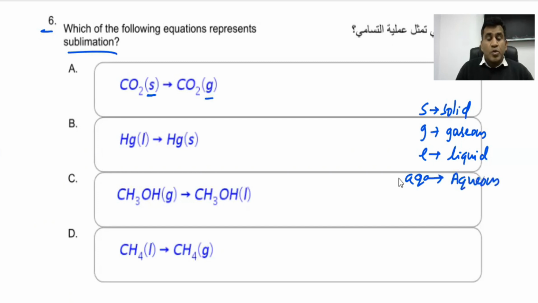Here, it shows carbon dioxide solid converting into carbon dioxide gaseous. Why, we don't know, but we are just looking at the expression given here. This is the state transferring directly from solid to gaseous, and this equation represents sublimation. As I mentioned, sublimation is a state change from solid directly to gas. So A is the right answer. If you look at all the other options, liquid to solid, it's not, gaseous to liquid, it's not, liquid to gaseous, it's not. So solid to gaseous is sublimation, and we go with option A.